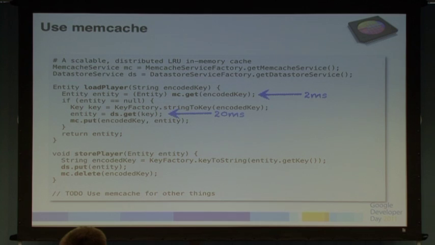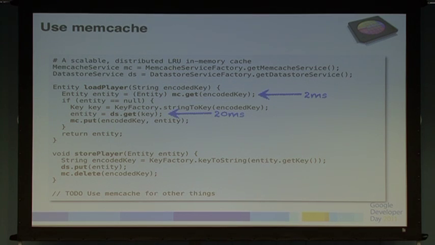Sorry. So it's quite simple to implement. Imagine that you have two methods here, load player and store player. This is when a player enters the game, you have to load their state off of disk or somewhere in the data store. And when you're done, you have to store the player data. The only thing you really have to do is add these calls to memcache here.